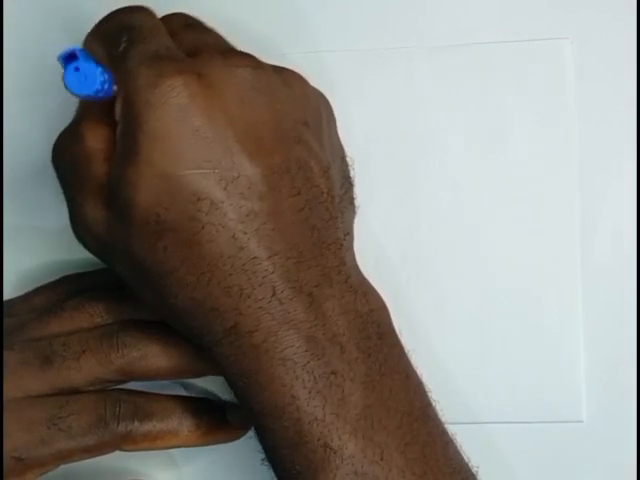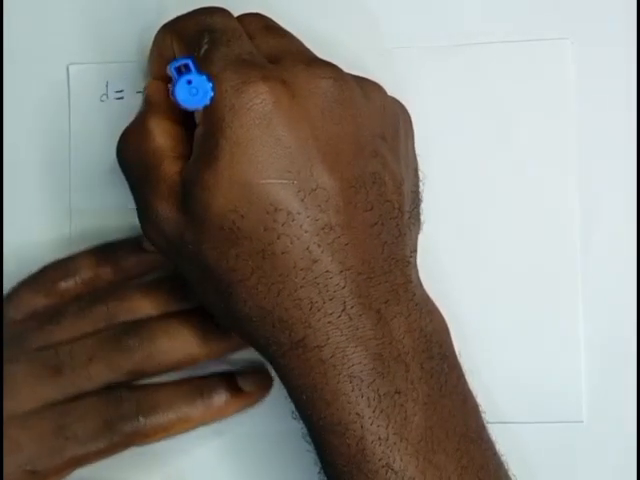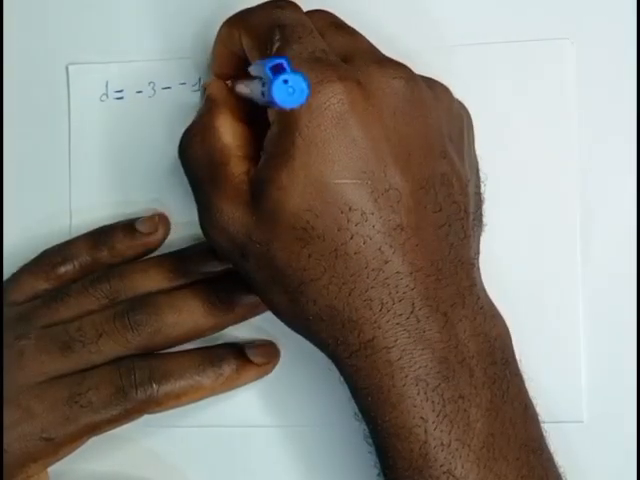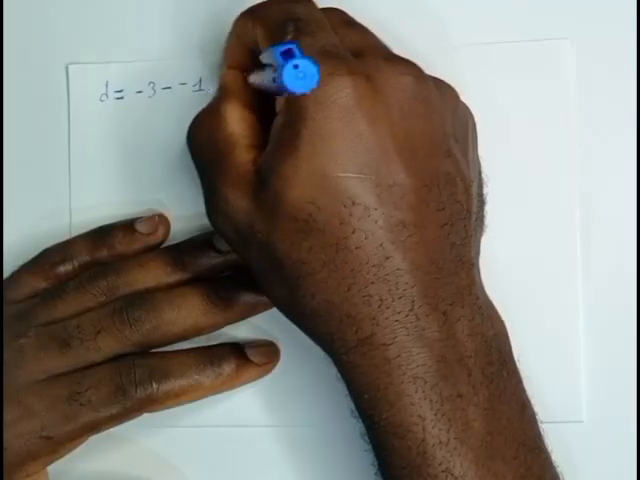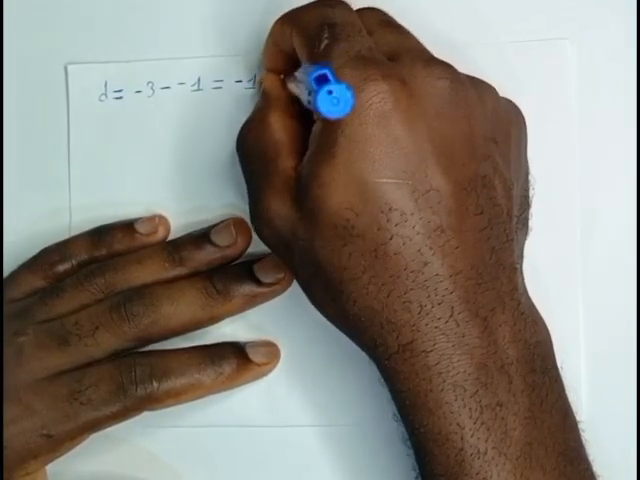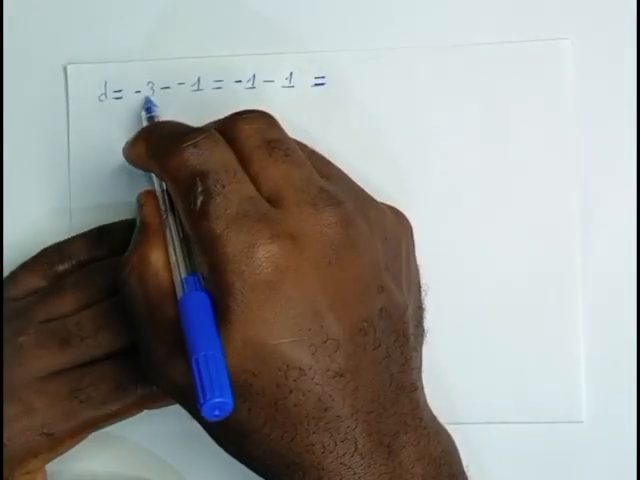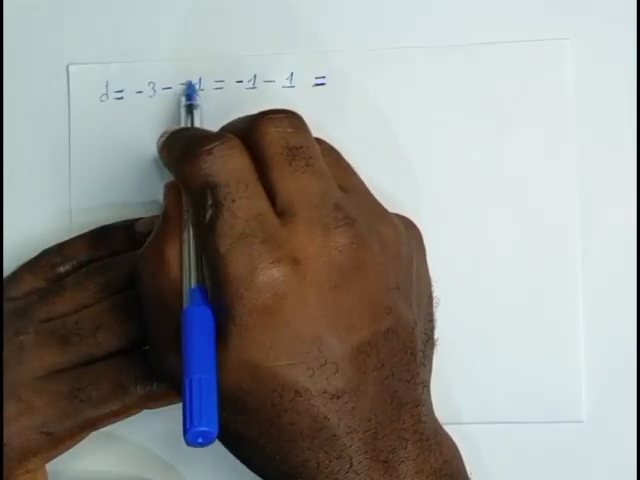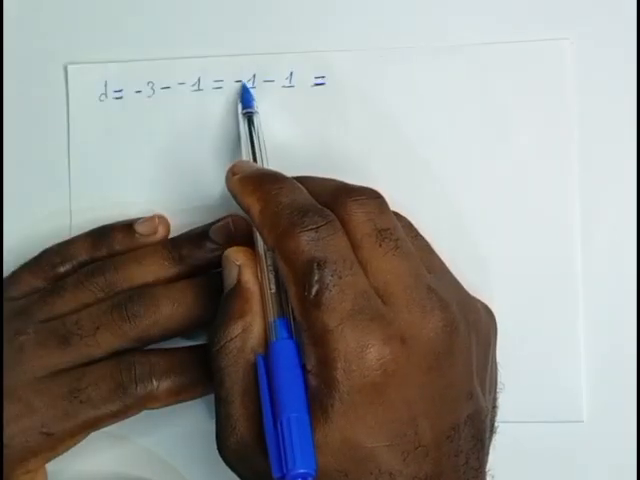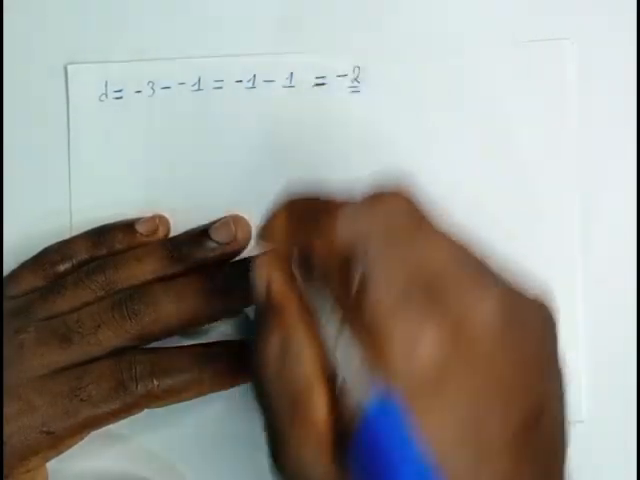The common difference D will be equal to the fourth term, which is negative 3, minus the third term, which is negative 1. It should be equal to the third term, negative 1, minus the second term. And this will be equal to negative 3 minus negative 1. Negative becomes positive. Negative 3 plus 1 gives negative 2, which is the same as negative 1 minus 1. The common difference is negative 2.